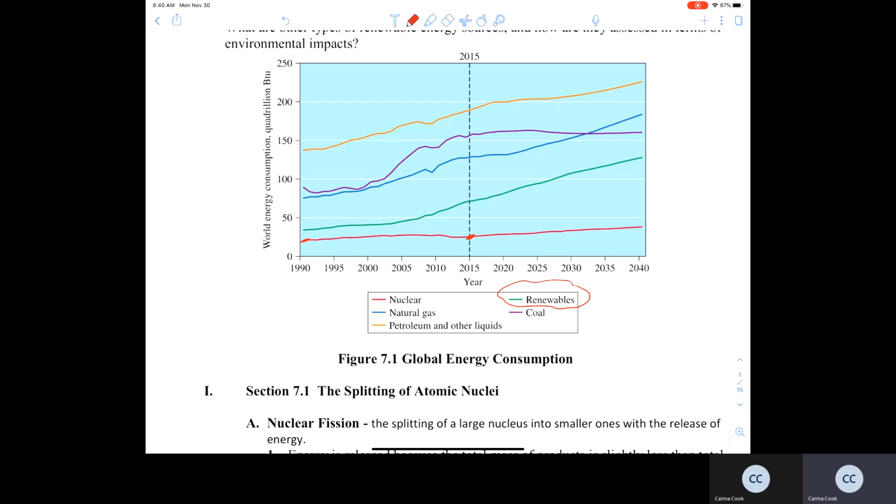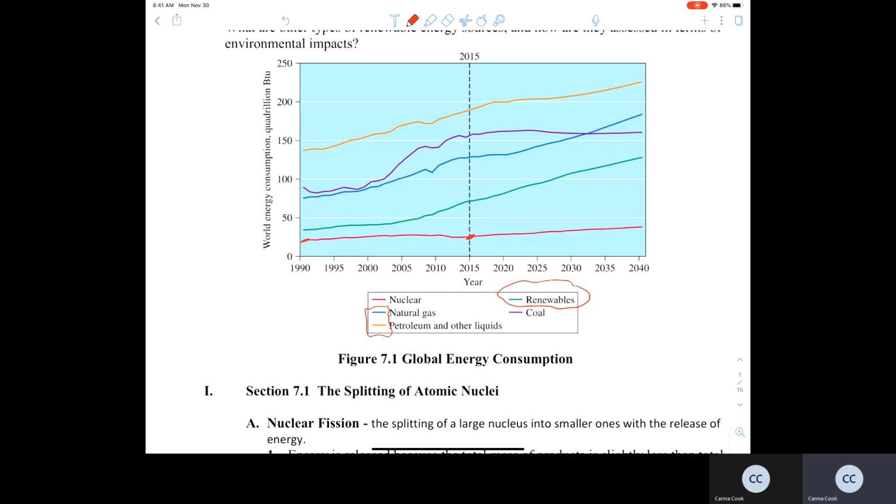Then when you look at some of the other sources that are non-renewable, natural gas and petroleum, the blue and the orange graphs, you also see a projected increase, but not as steep of a slope, and therefore not as great of an increase as renewables, but still an increase in the use of petroleum and other liquids, as well as the blue graph, natural gas.